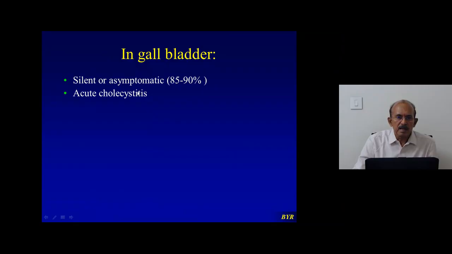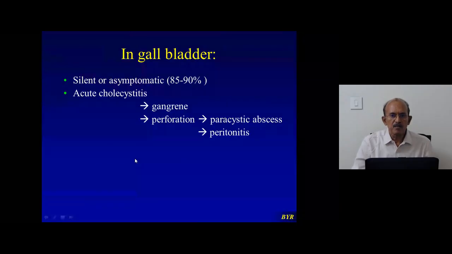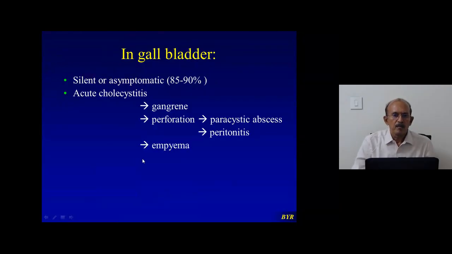They manifest as acute cholecystitis. Acute cholecystitis can progress to gangrene of the gallbladder. Acute cholecystitis can lead to perforation and an abscess or peritonitis. Acute cholecystitis can lead to empyema, or pus in the gallbladder.